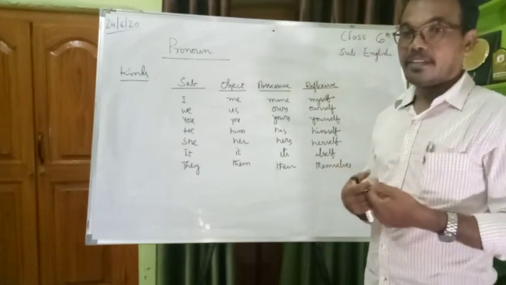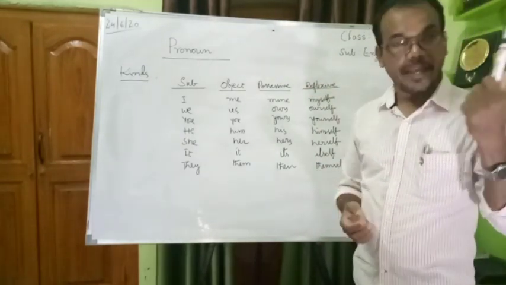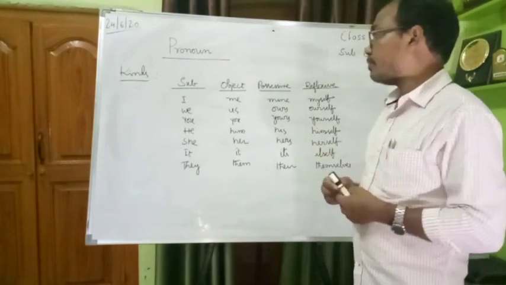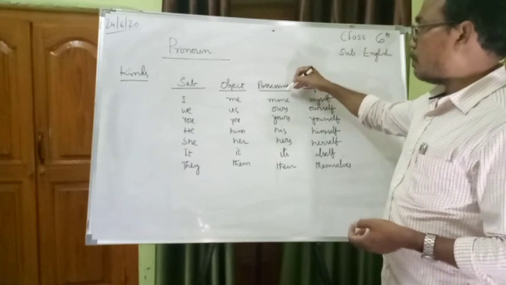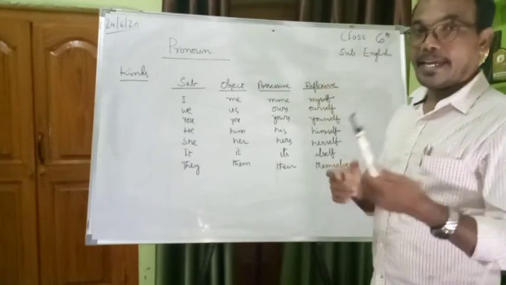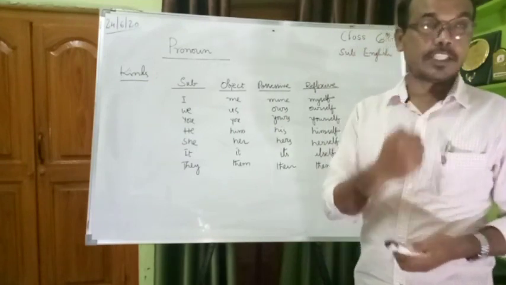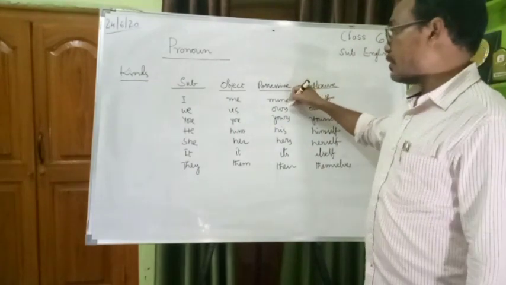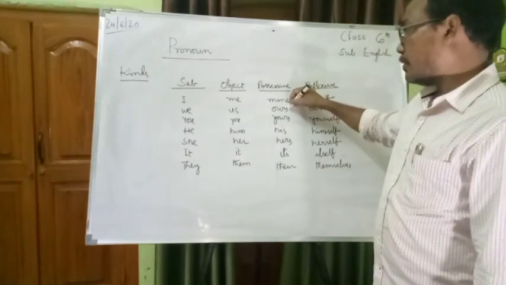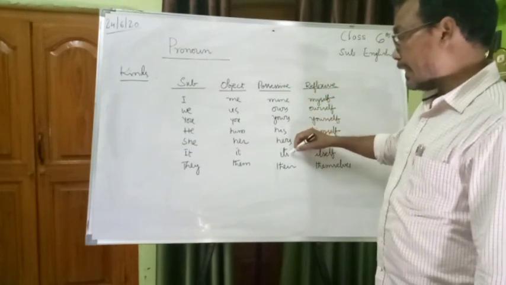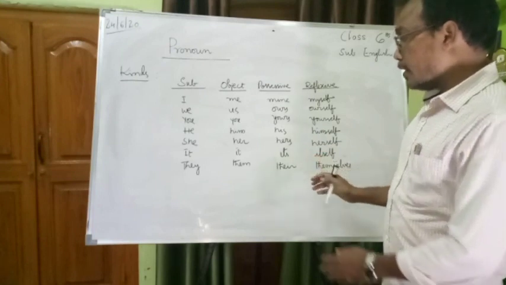Next, possessive pronoun. Possessive means have. I possess a pen. I possess a car. Possess means having. Possessive pronoun: mine. Whose pen is it? It's mine. Next, ours, yours, his, hers, its, theirs.